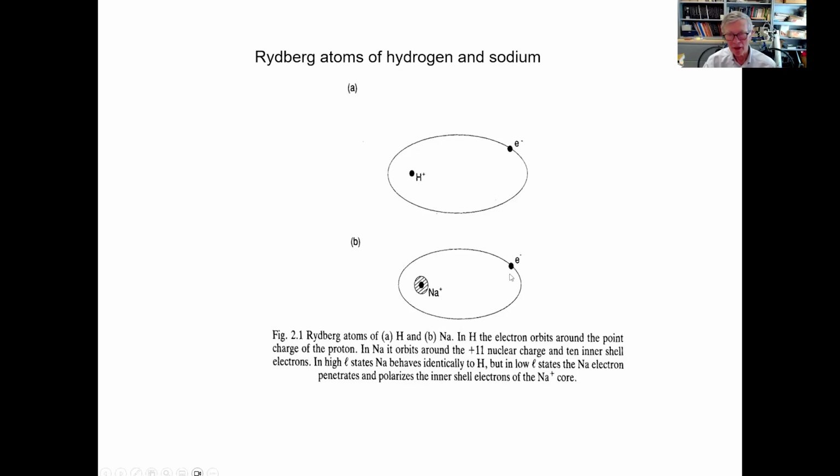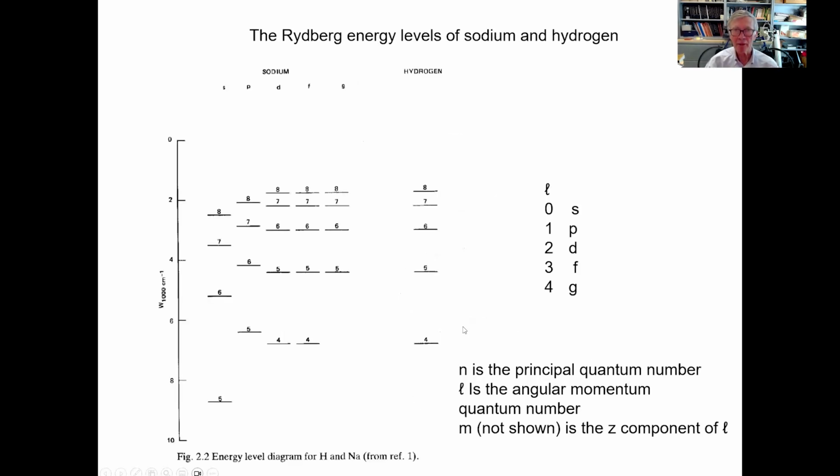And as a result of this, the lower angular momentum states of sodium that have highly elliptical orbits, not like this, but more like this, are depressed in energy from the hydrogenic levels. And that's shown here, where I've shown the energy levels of hydrogen. These are the principal quantum numbers, which determine, that's all that's required to determine the energy in hydrogen.